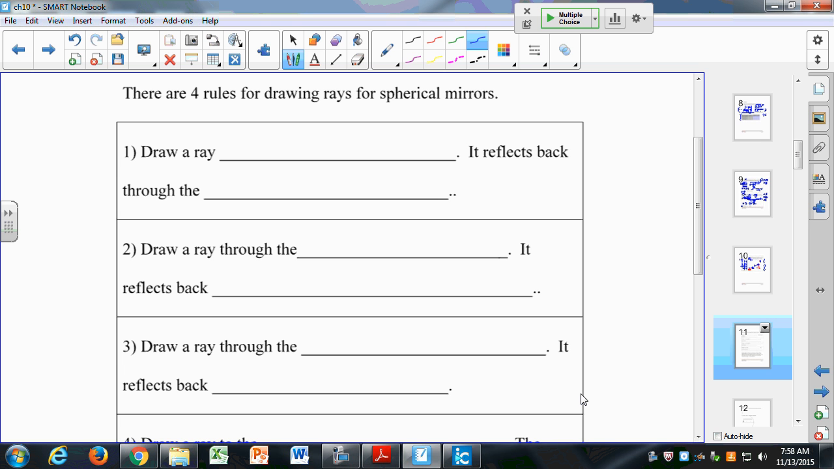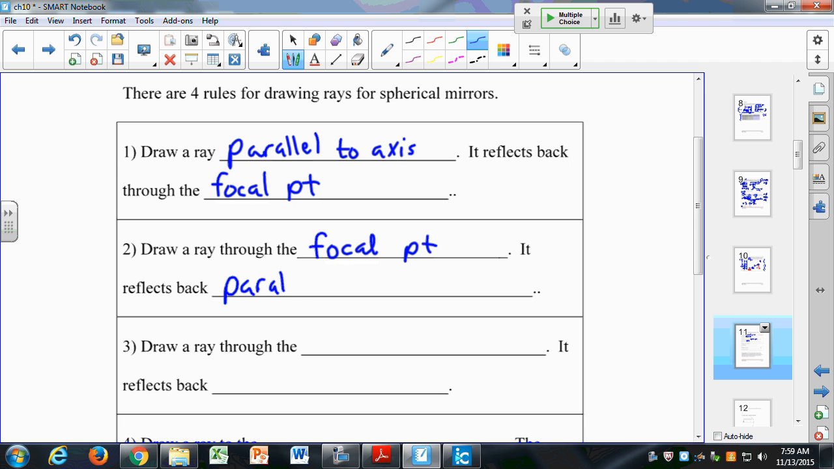You draw a ray parallel to the axis. It reflects back through the focal point. Parallel to the axis, through the focal point. You draw a ray through the focal point. It reflects back parallel to the axis. And you draw a ray through the center of curvature. It reflects back on itself.